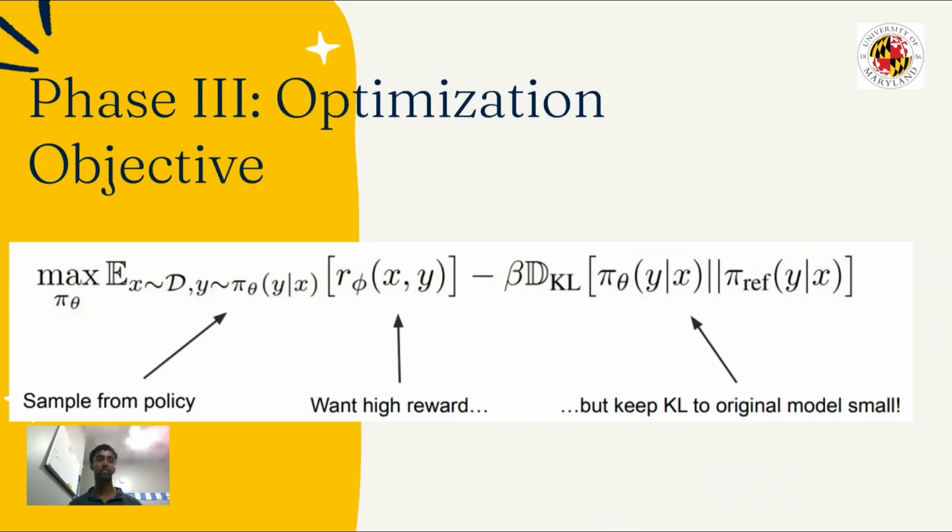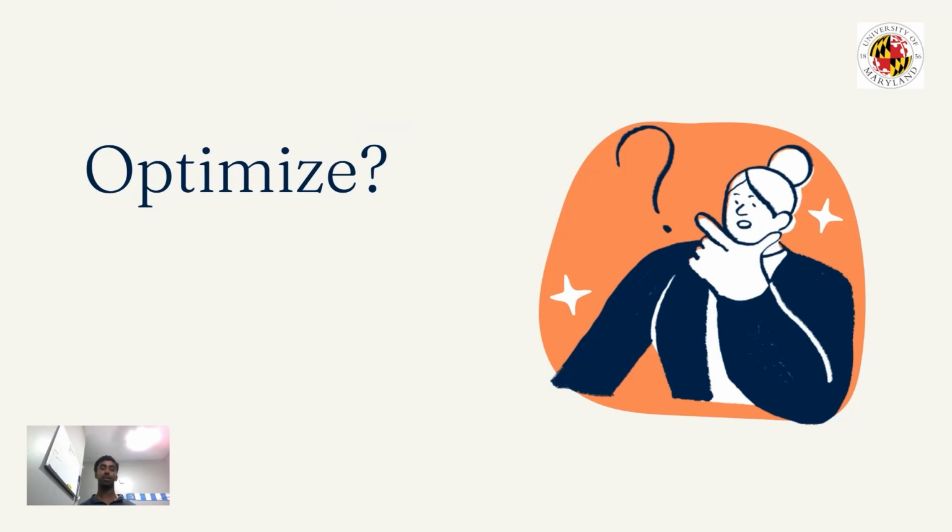In our optimization objective, or our loss function that we're trying to optimize, we're looking to maximize the expectation of the reward minus the KL divergence. And this term right here basically just says we don't want our optimized policy, or our new policy, to stray too much from our baseline model.